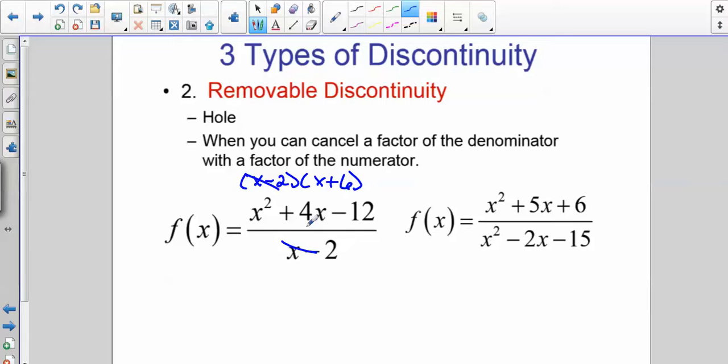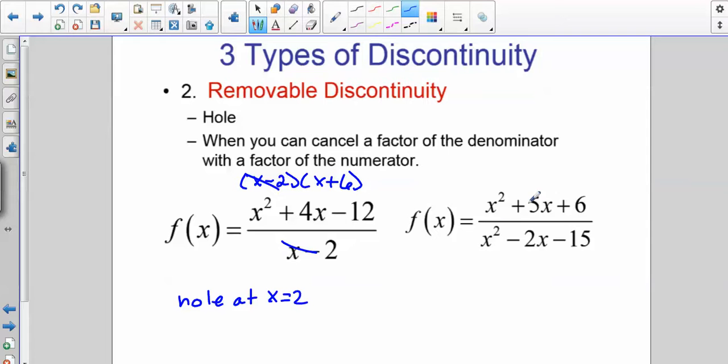However, if you were to plug 2 into your original function, you would get a denominator of 0, and that would be a problem. So that creates a hole in your graph. So we would say that this function has a hole at x equals 2.